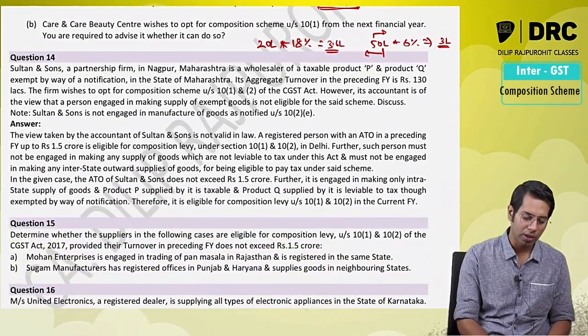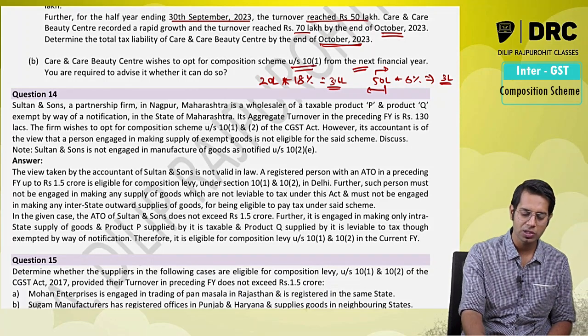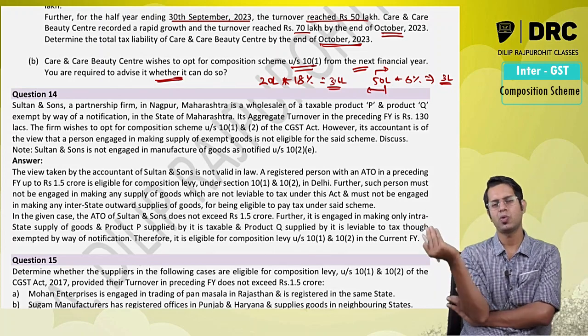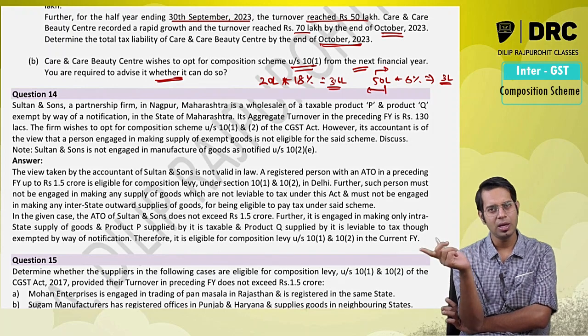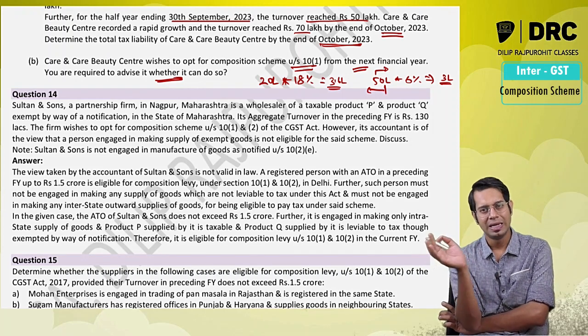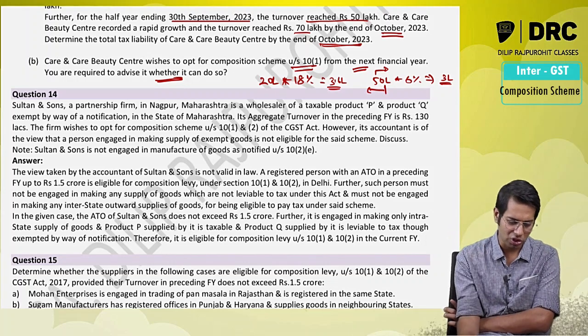Next, Care and Care wishes to opt for composition scheme under section 10 subsection 1 for next financial year. You are required to advise, can it do so? Answer is no, because it is a service provider. For them, the option of 10.2a is only applicable. 10.1 is applicable for dealers of goods and restaurant service providers. So you should write the provisions of section 10.1 over here.